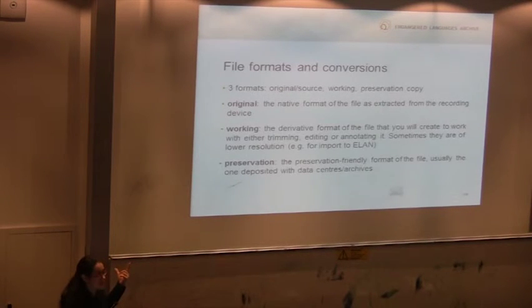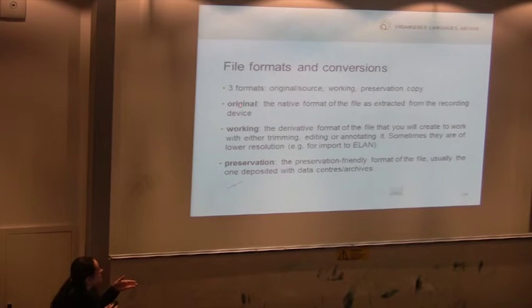Have you come across this distinction of different types of file formats that you will have during your project lifecycle? You'll start with the original, then produce some derivative or working format of that, either because you will need to edit it, cut it, trim it, or group it with something else. Then you'll have the final copy that will be the one ready for preservation. Are you familiar with these terms, or should I go into more detail? Do you want to go over them?